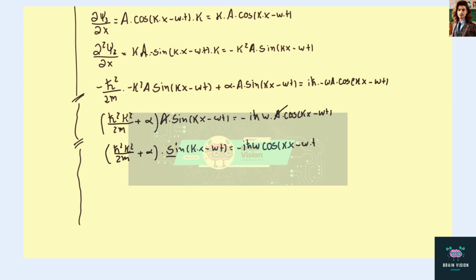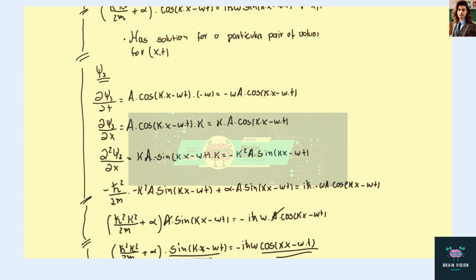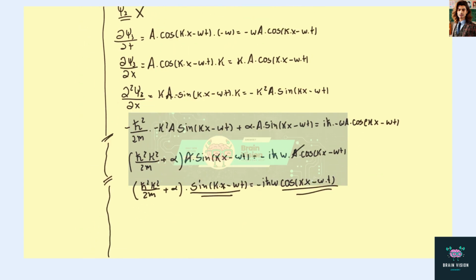Again, we have the sine of something being equal to the cosine of something else. So, in order for the sine to be equal to the cosine, we have to solve this equation for a particular value of x and t. Therefore, this equality is not satisfied for all values of x and t. There is no choice of alpha and a, for instance, that we can make such that this equation is always satisfied. Therefore, psi3 is also not a valid wave function.